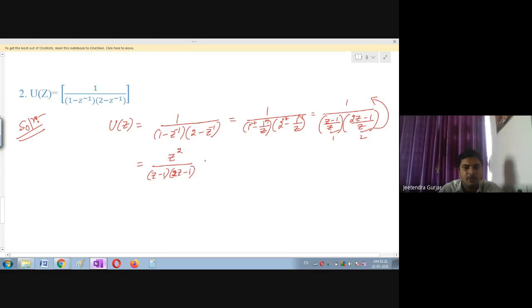So slight modification is required here. Then this is your u of z, student. So is it clear now? Any doubt in this simplification? Please tell me. I will repeat once again.